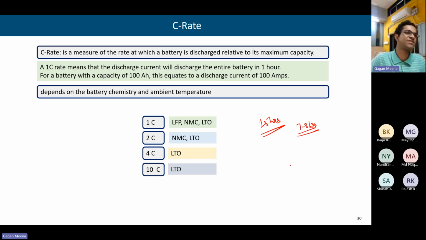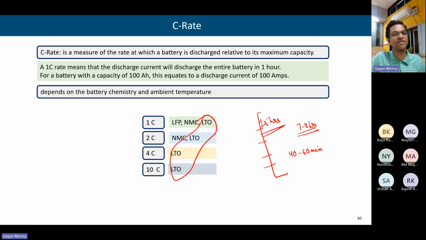But using fast chargers, which are available on highways, you can charge it within 40 to 60 minutes. So that battery is operating at different charging and discharging rates in these different scenarios. So one chemistry can support... if we see here, LTO can support all these different charge rates.